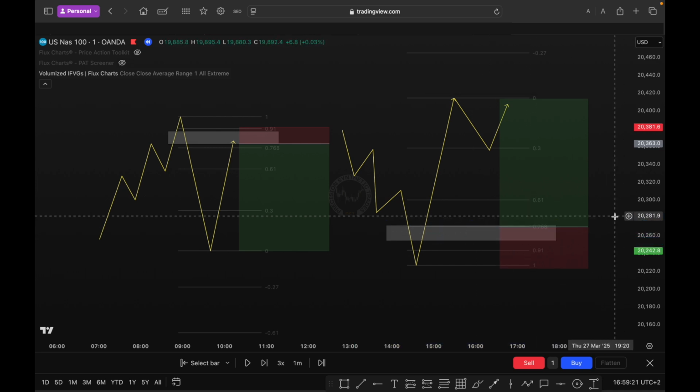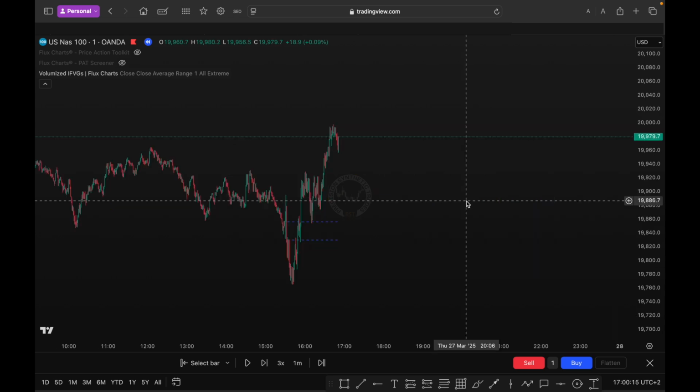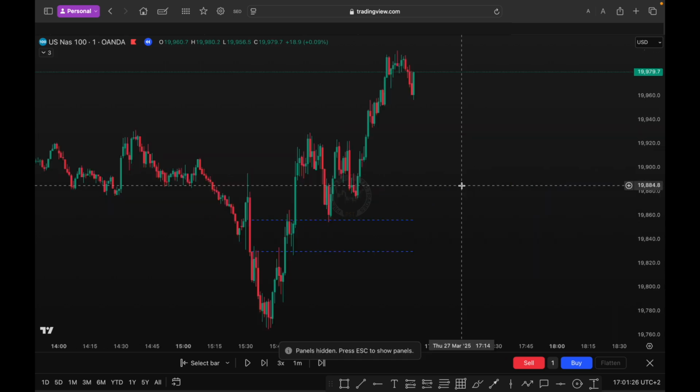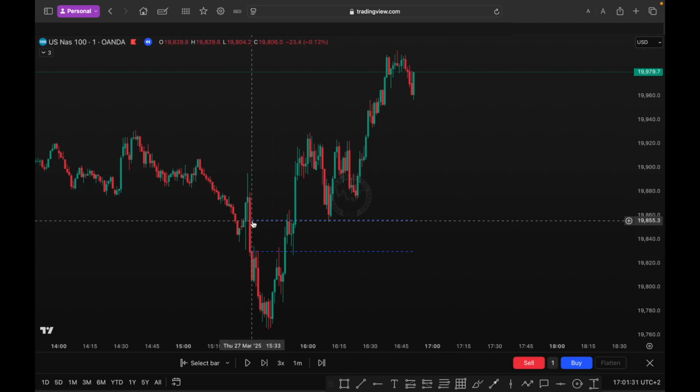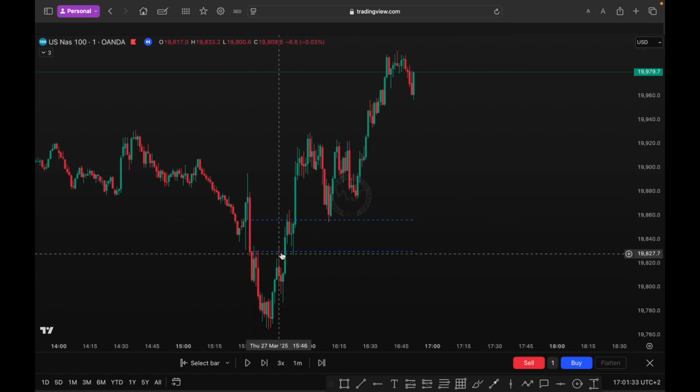So let's look at a few chart examples, and then I can take you through it. Let's go through a few examples. All right, so you might be wondering, what are these blue lines? This is an indicator that's going to help you identify inverse fair value gaps.